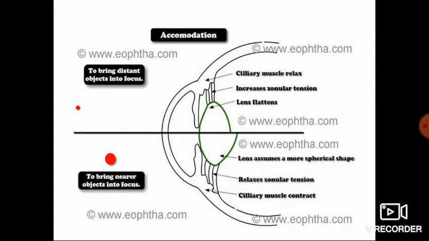When the ciliary muscles contract, relaxation of the zonular tension occurs. The lens then assumes a more spherical shape, resulting in an increased dioptric power, which helps to bring near objects into focus. The other phenomenon is that when the ciliary muscles relax, the zonular tension increases. As a result, the lens flattens itself, which helps in bringing the more distant objects into view.